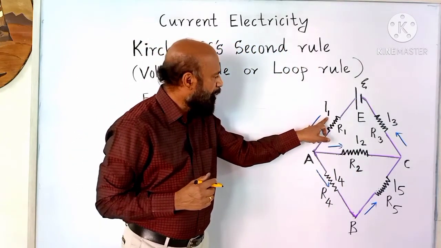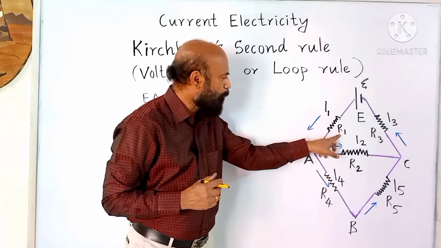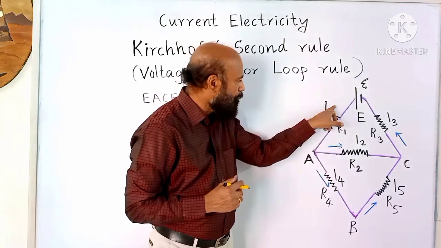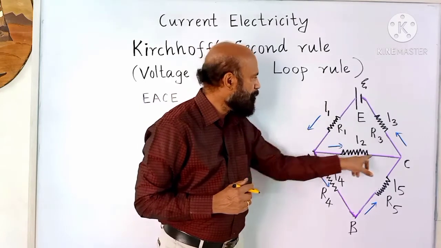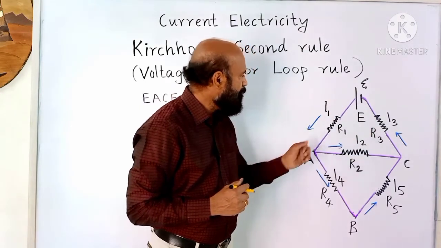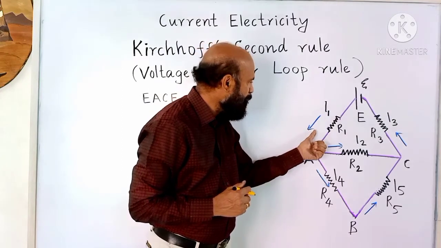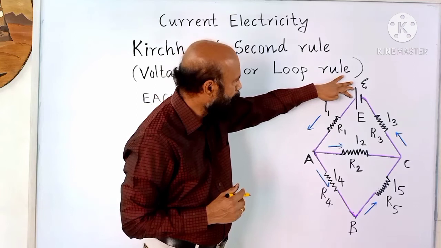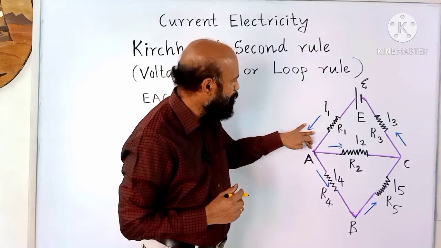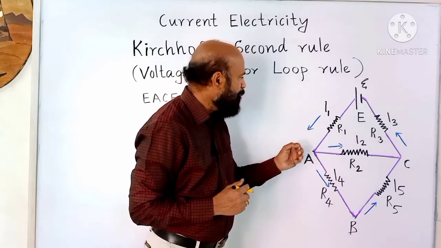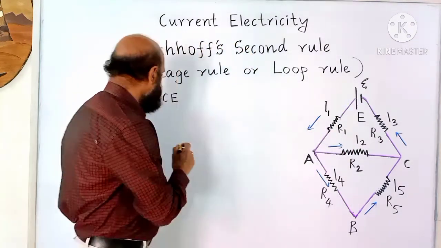Here current is I1, resistance is R1. This arrow is giving the direction of the current. So the direction of the loop is in this direction. Direction of the current is also in the same direction, or imagine you are walking from E to A. Direction of the current is same as you are walking, so positive. So I1 R1.